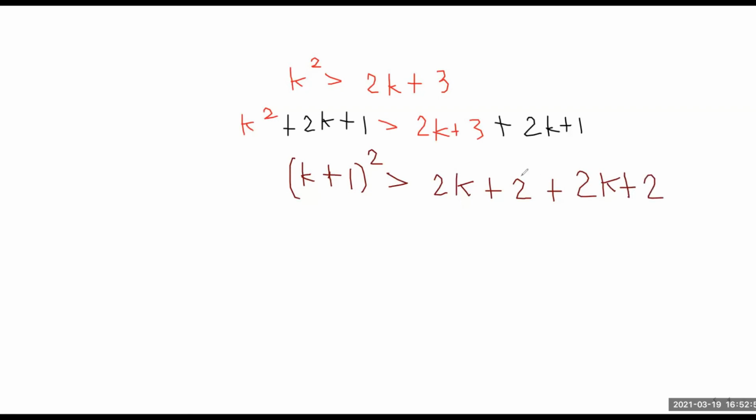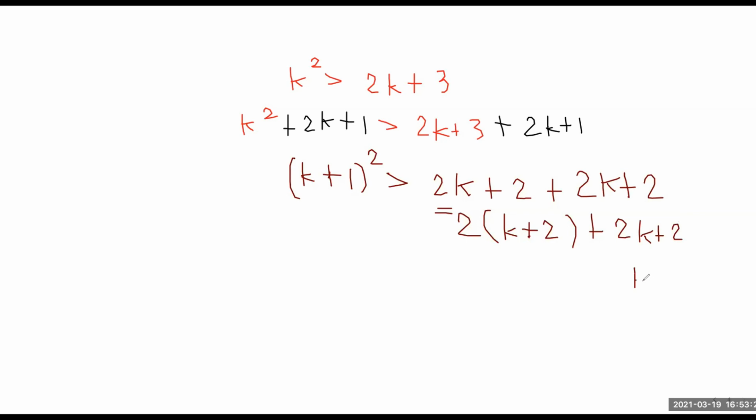Now this right here is equal to, if I factor out a 2 from this side, I get 2 times k plus 1 plus 2k plus 2. Now look at this. Remember, we were supposed to get 3.